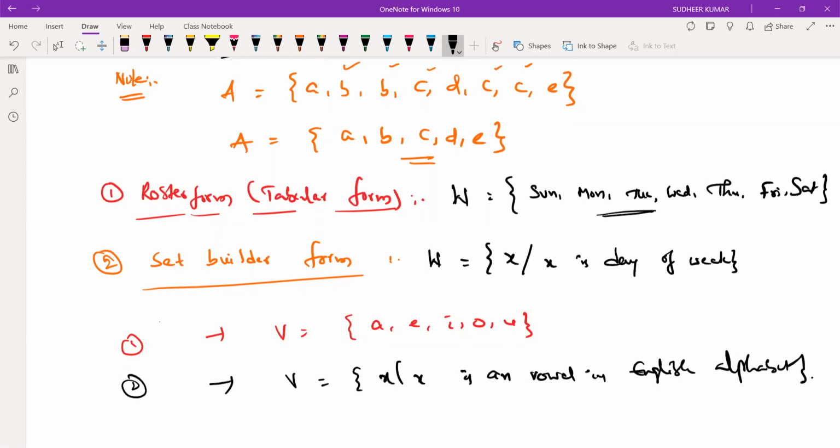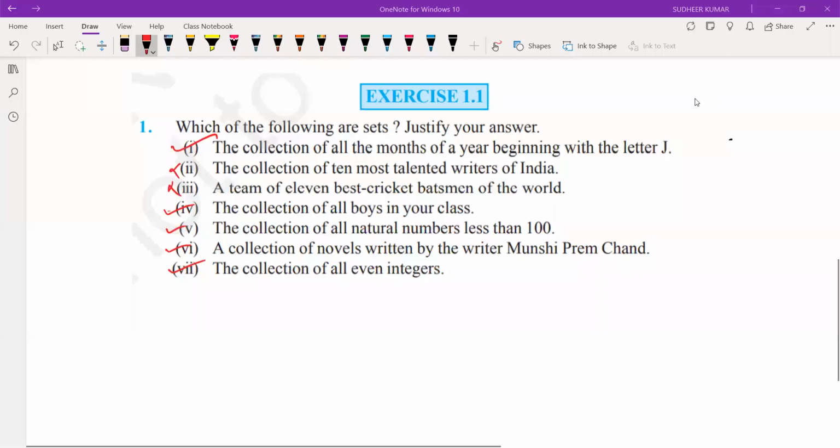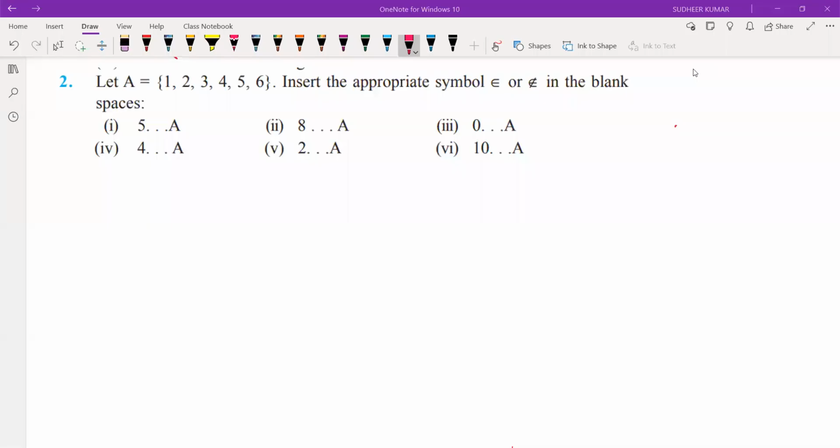Next, can you write it? Justification. Yes, sir. Right. The symbol is read as belongs to. Another one is does not belong to.